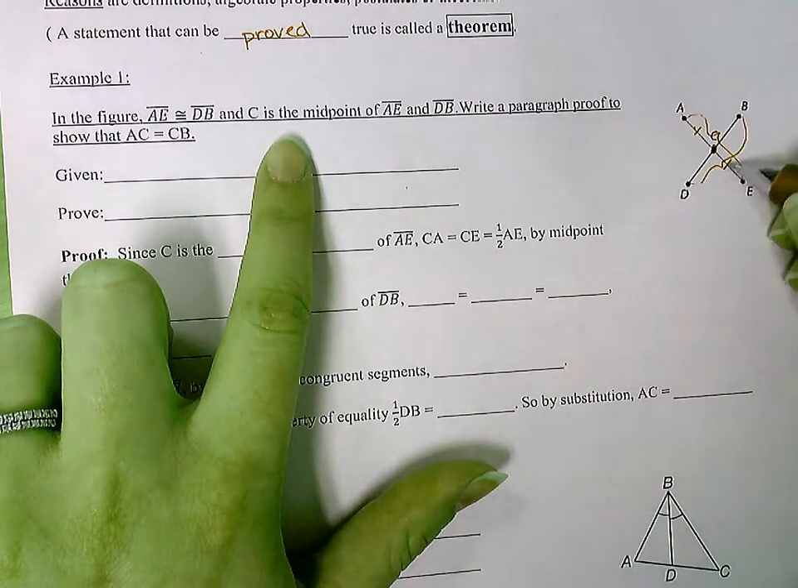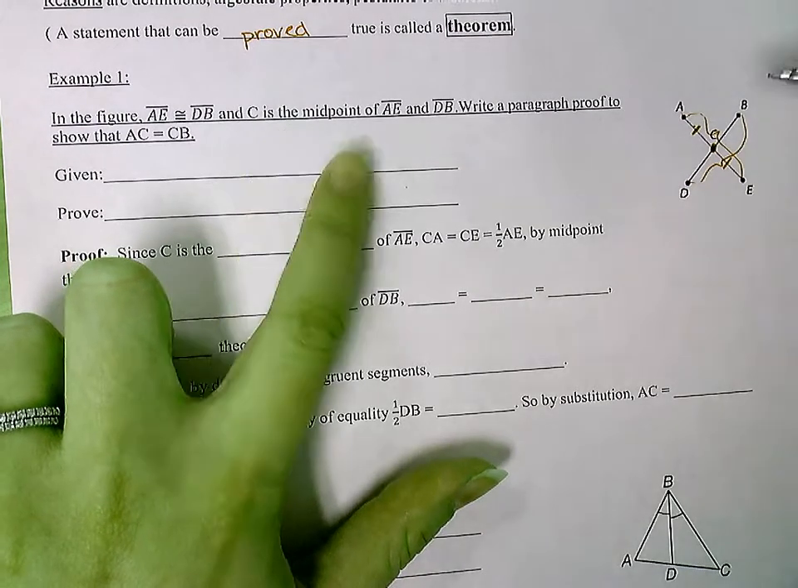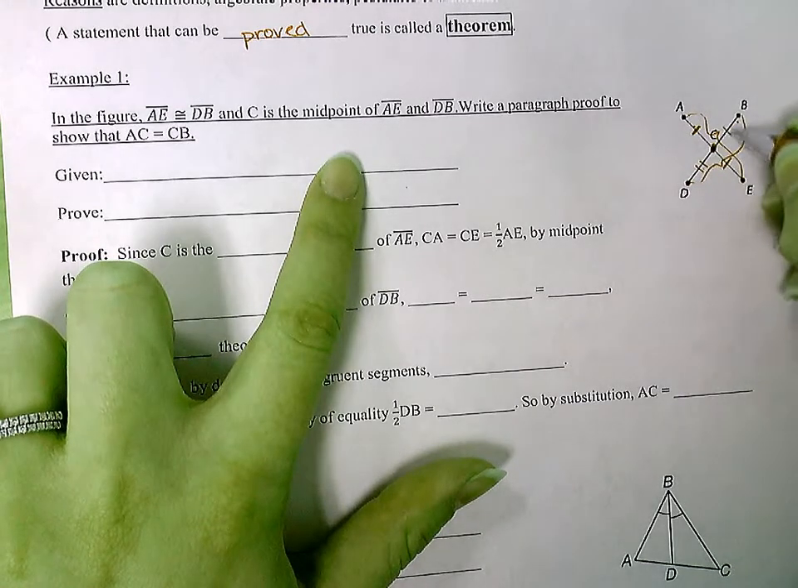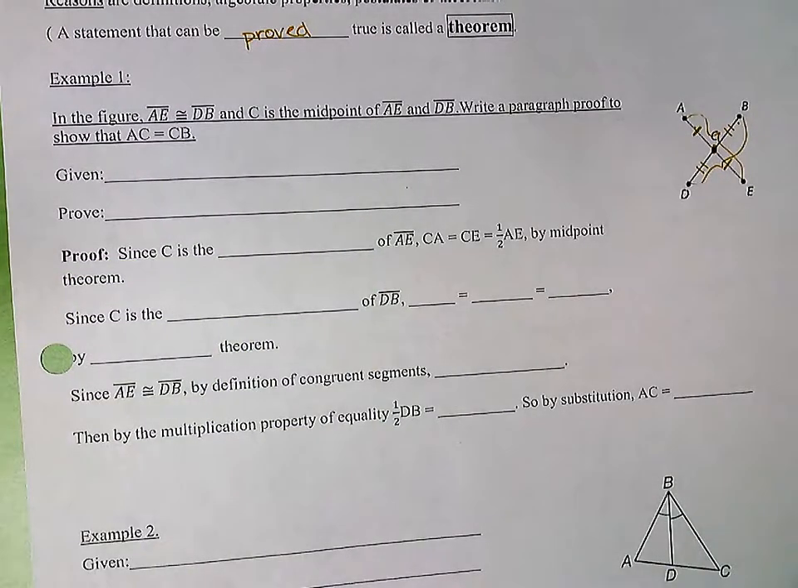I know it's hard to see on this picture. C is also the midpoint of DB. Okay, so again, since C is that midpoint, those two smaller pieces would be congruent to each other. Okay, so just mark up your picture best you can, however you need to look at it to see what's going on.